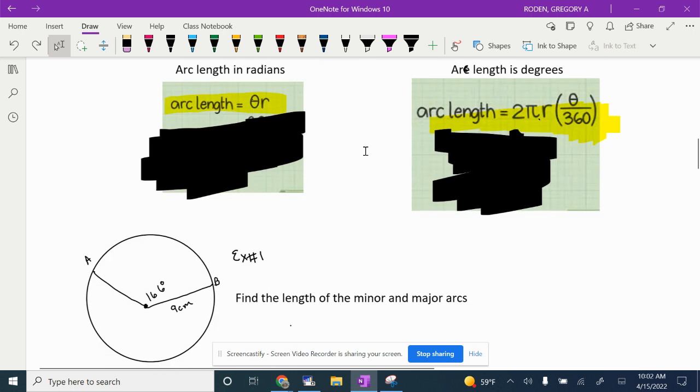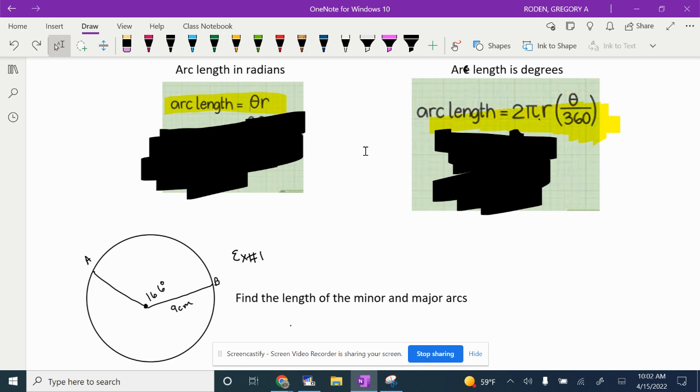So let's do an example. Let's call this example number 1. I want you to draw this out. We're going to find the length of the minor and major arcs. So which one of these formulas are we going to use? Are we going to use theta r, or are we going to use 2 pi r theta over 360? Yeah, we got to use the degree one because I gave you the measure in degrees.